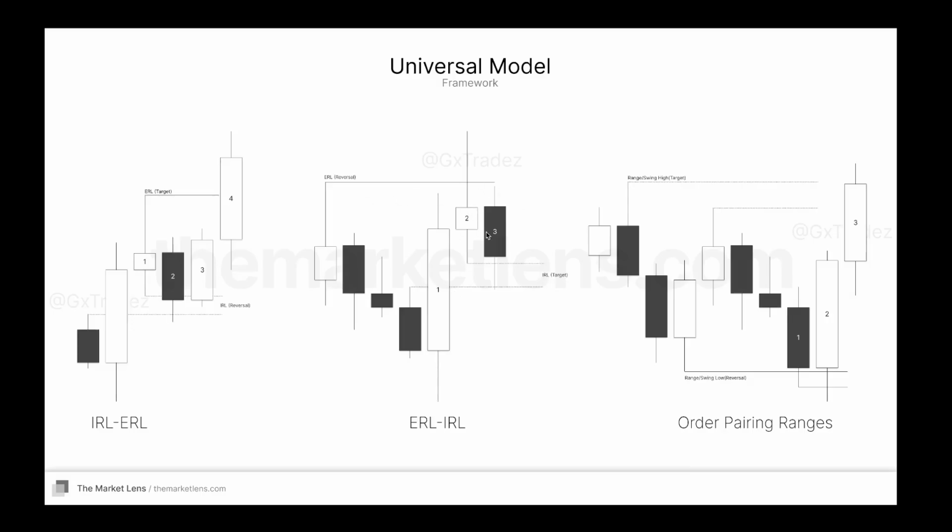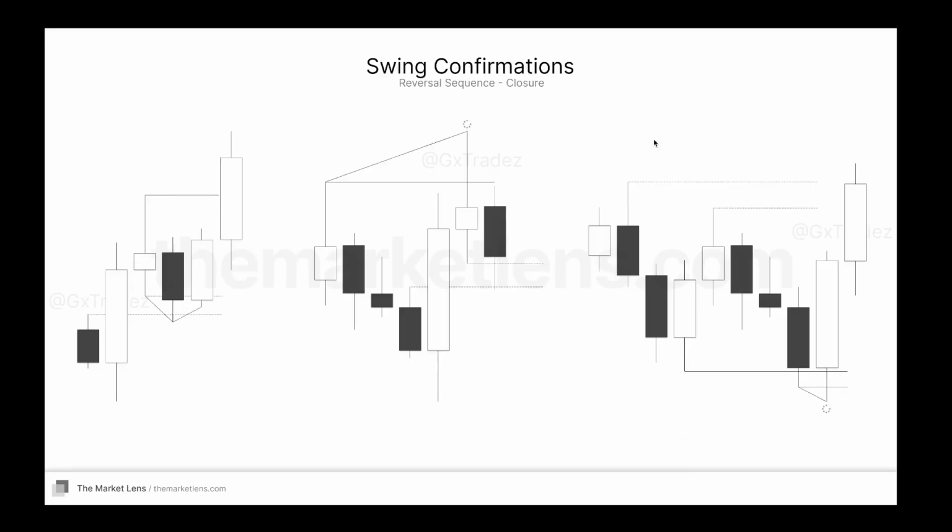This is just the fractal model, ERL to IRL. This is order pairing ranges, where price takes out one side of the range, we can trade it to the opposing side of the range. So now adding our swing point confirmations to this, right? Our two-stage SMT. We can have SMT with a gap, we know that, right? And then we can have SMT with the previous candle's low. So go on YM today, that's exactly what you see, a two-stage SMT between swing points, right?